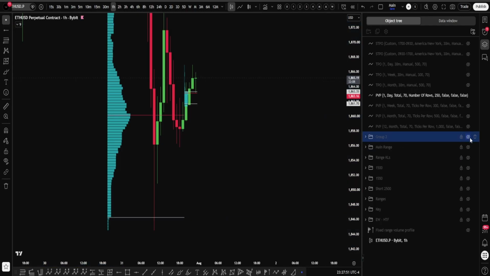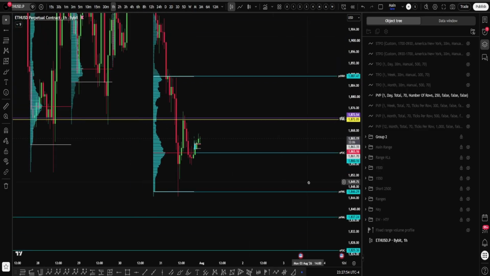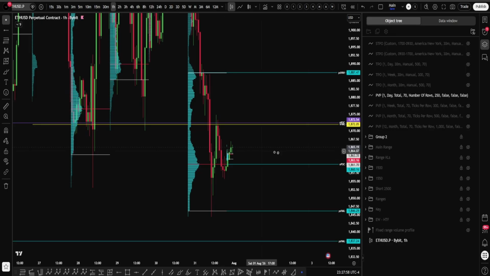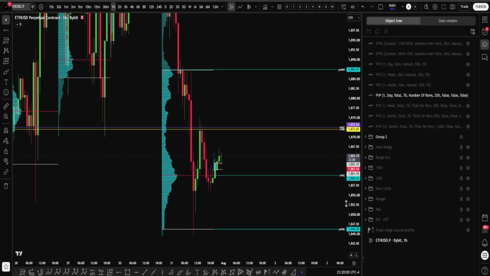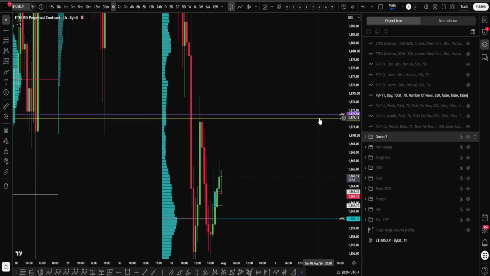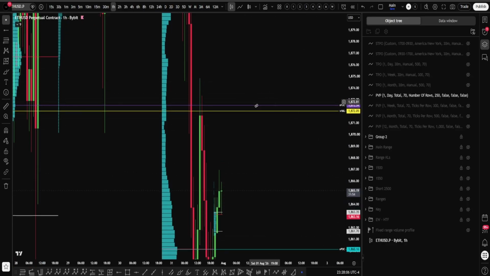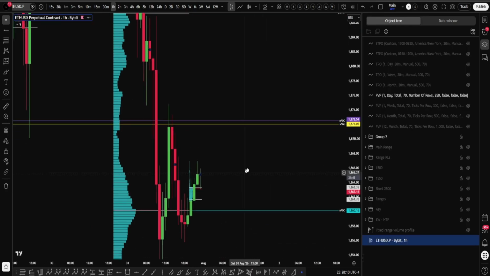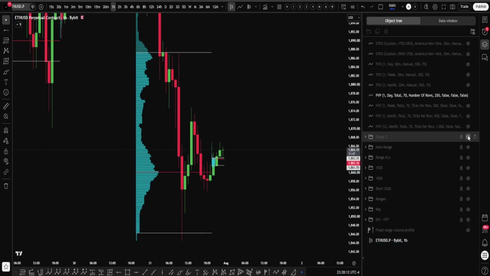Okay, so what can we see here? What I would like for you to see is our monthly NPOC and our weekly value low aligning right here, and it already showed good resistance right here, right? We are below the weekly value low, right?